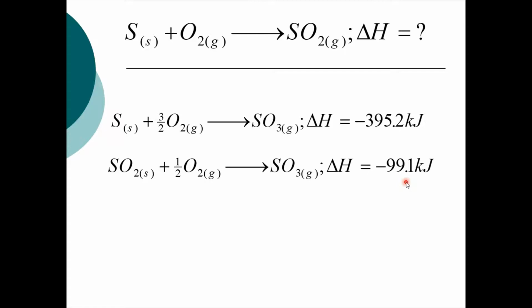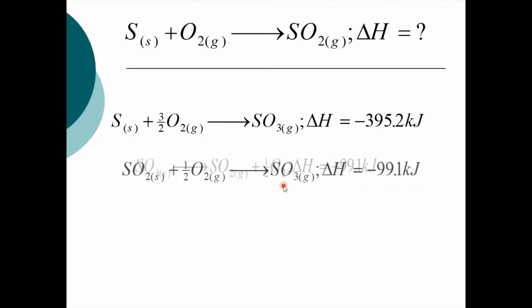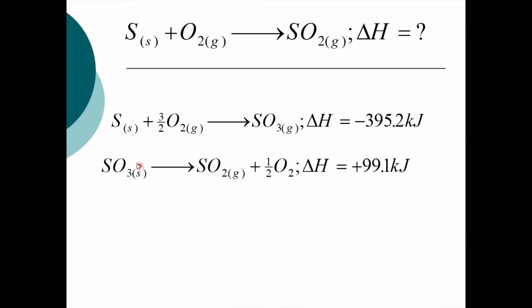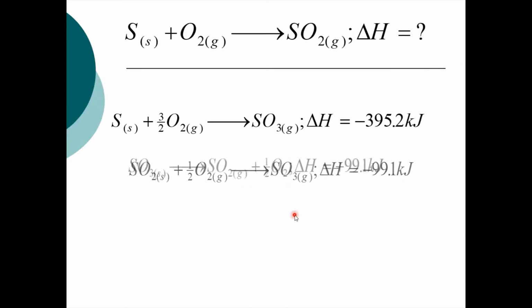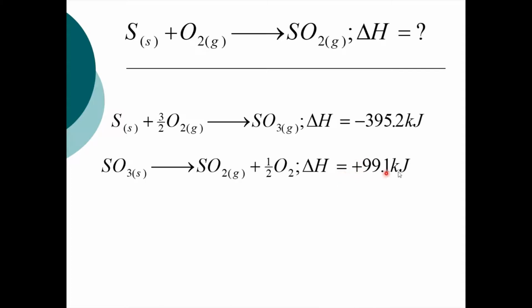But we don't want the SO2 on the left side. We want it on the right side. So not only are we going to have to halve this equation, but we're also going to flip it. And when we flip it like that, we end up with SO3 on the left and SO2 plus 1/2 O2 on the right, which is the opposite of what we had before. Before, SO2 and 1/2 O2 were on the left of the arrow. SO3 was on the right. But by flipping this, we've changed the sign of the delta H. So now this becomes positive 99.1 kilojoules as opposed to the negative 99.1 kilojoules we had before.